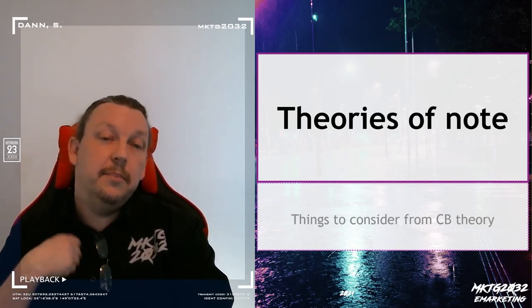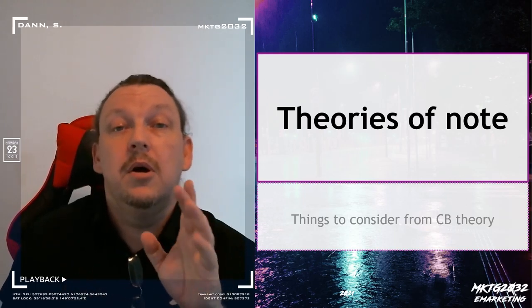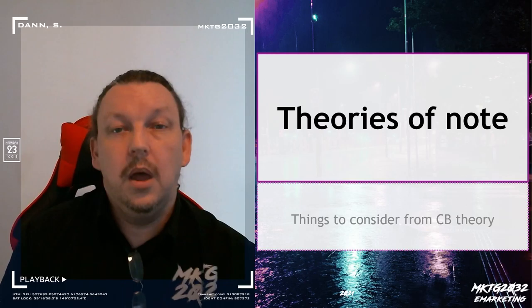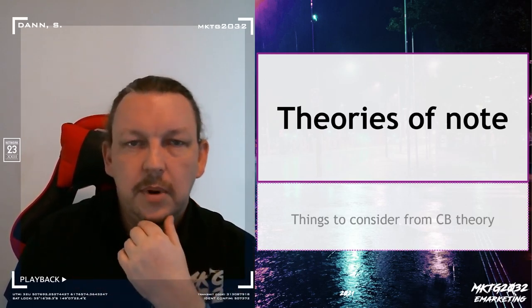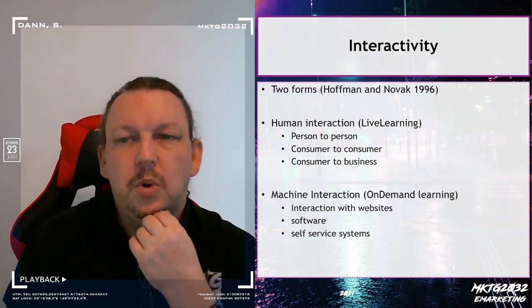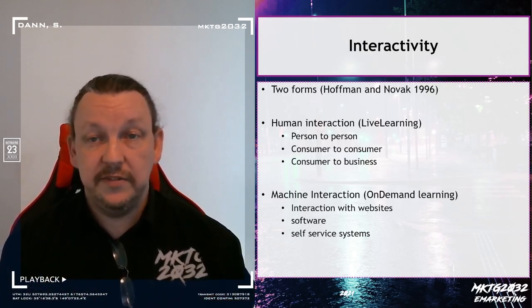All right. Back onto the CB theories, things you should know, things that are going to be handy. I'm going to mention ideas. I'm not going to go into too much detail on them because I just want to flag them to say, hey, go have a look at this. Go pop a Google Scholar or a search on this. Go check what's what. So, first area, interactivity.